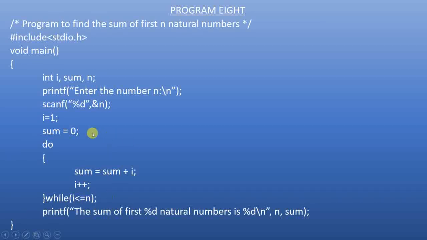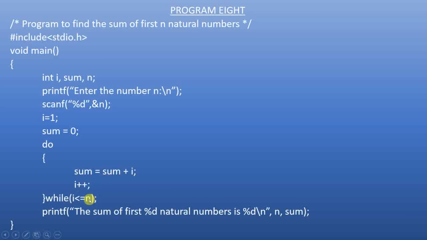Yes, that is correct. You go back, add 2 to 1, sum will become 3. Then increment, I will become 3. 3 less than or equal to 5, that is true. Go back, add 3 to 3, 6. Increment, I will become 4. 4 less than or equal to 5, correct. Go back, add 4 to 6, sum will become 10. I will be 5.